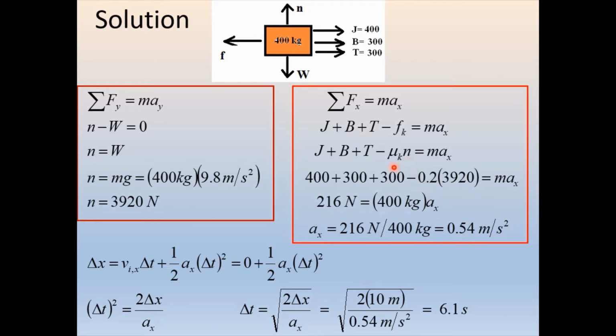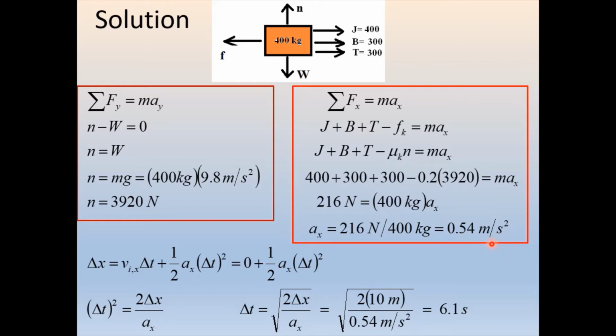The normal force, N, well, we figured that out over here. It's 3,920, so we'll put that in. So if you add up all these terms here, remember this one is minus, we end up with 216 newtons on the left side. Okay, so that's the net force on the crate. Over on the right side, we have the mass, which is 400 kilograms, times the acceleration, which we don't know. But now we can solve for a. a is just equal to this number, 216, divided by this number, 400, which turns out to be 0.54 meters per second squared.